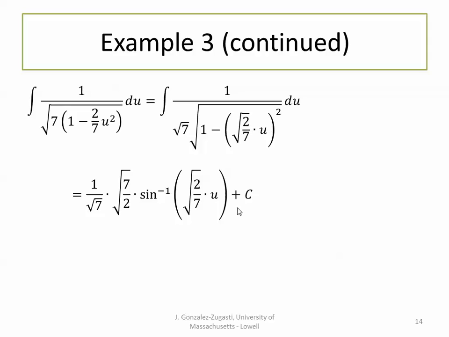And our last thing to do is simplify here and replace our u's with expressions in x. So this becomes 1 over the square root of 2 times sine inverse of the square root of 2 over 7 times x plus 1 plus c.